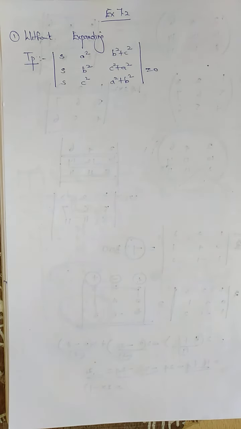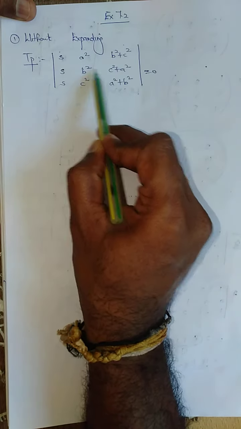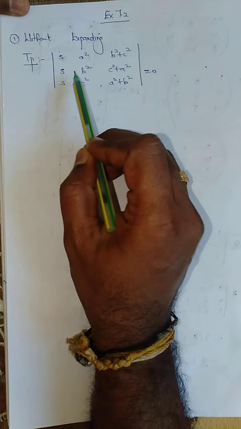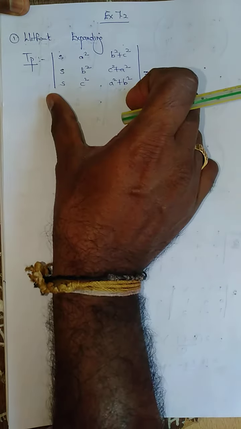Exercise 7.2, the first sum without expanding. Expanding means we will put plus, minus, plus; we will take this row and this column and we need to multiply. No, this is expansion. But here they use the words "without expanding" to prove this determinant is equal to 0.